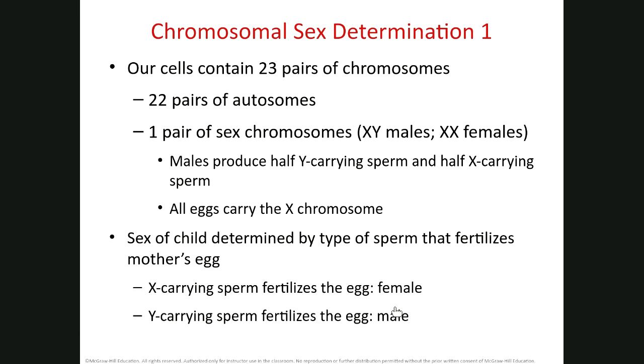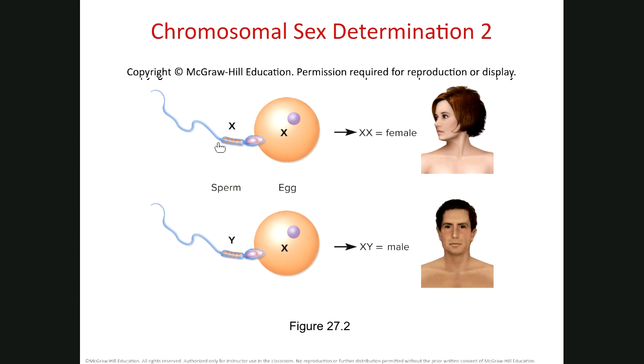And so, if the sperm is delivered in the female reproductive system, some of them will be X carrying sperm, and some of them will be Y carrying sperm. If the X carrying sperm is a successful sperm that connects with the female egg, then you will have an XX, a female offspring. If it's a Y carrying sperm that gets into the female egg, then you have an XY, which is then a male offspring.